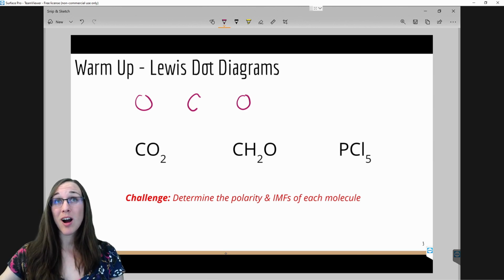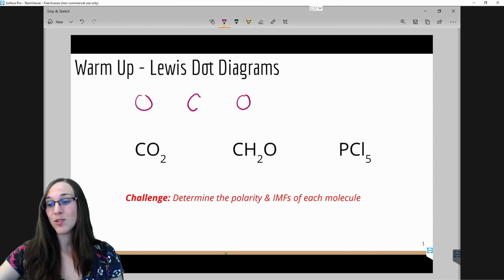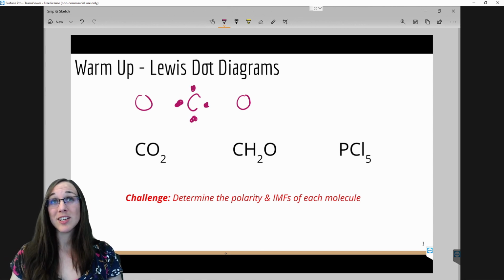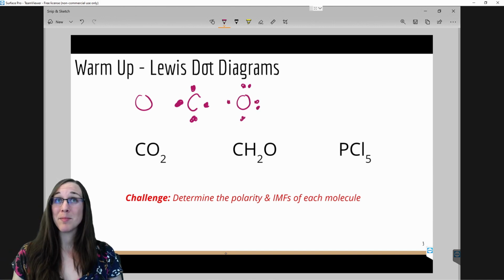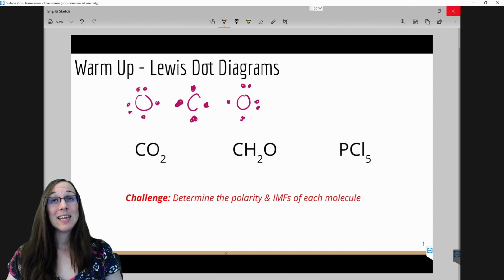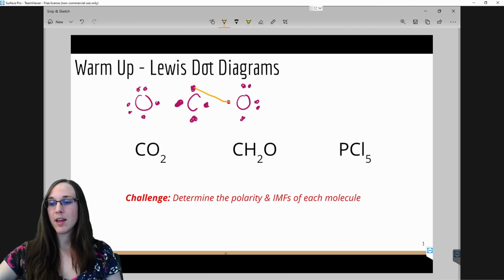Now I need to draw the valence electrons around each atom respectively. Carbon has 4 valence, 1, 2, 3, 4, and I got that from looking at the periodic table. And oxygen has a valence of 6. So 1, 2, 3, 4, 5, 6. I'm going to make the other oxygen atom look the exact same. Now all we have to do is pair up those lonely electrons. We've got a lonely one there, and there, there, and there.